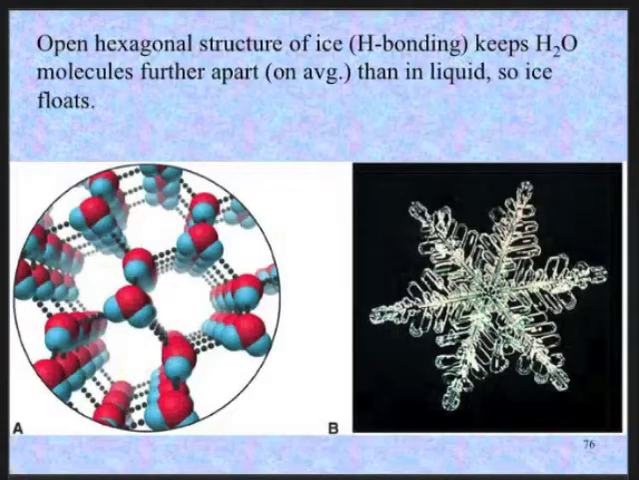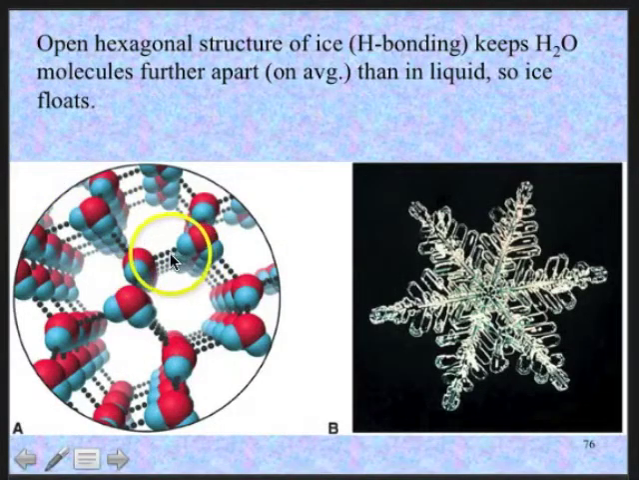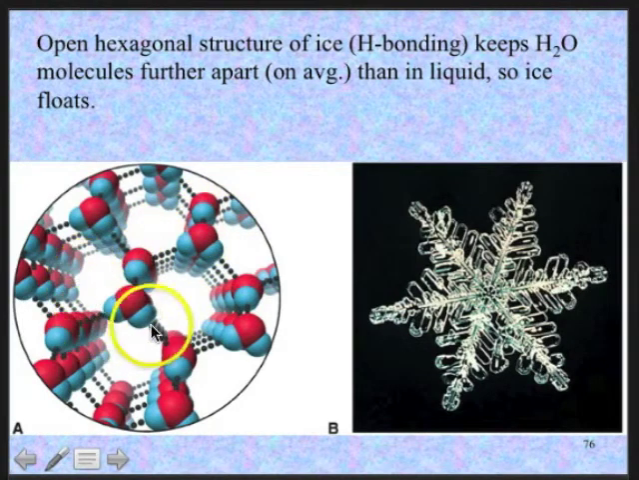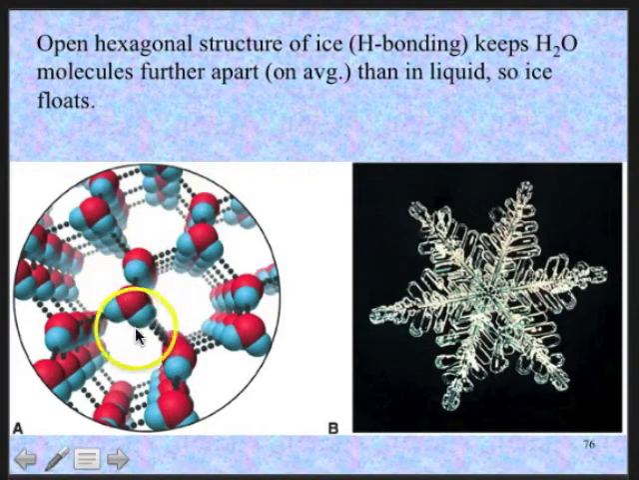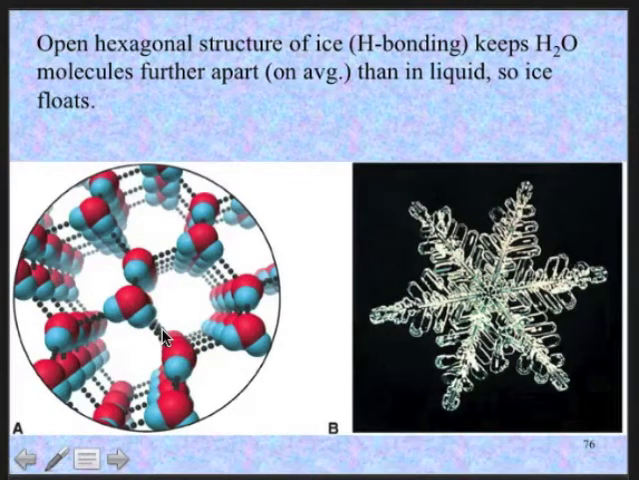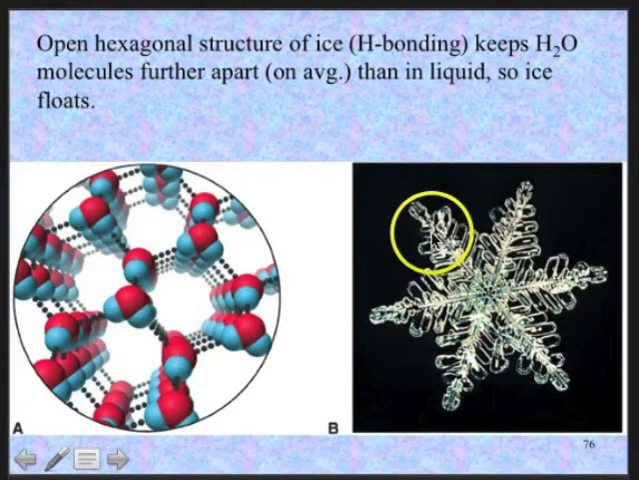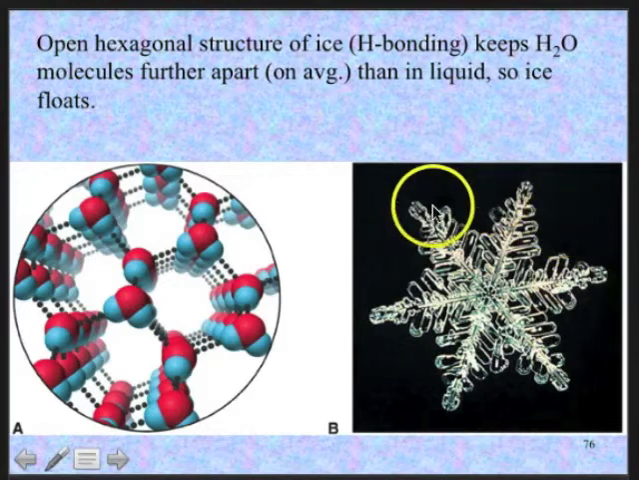When water freezes, it sets up an open hexagonal structure of ice, which keeps water molecules further apart on average than in water. And because of that, ice is less dense than water and ice floats. This is a very unusual quality because almost all liquids, other than water and a couple of other substances, the solid phase of that substance sinks in the liquid phase. You can see the hexagonal nature of solid ice in a snowflake.